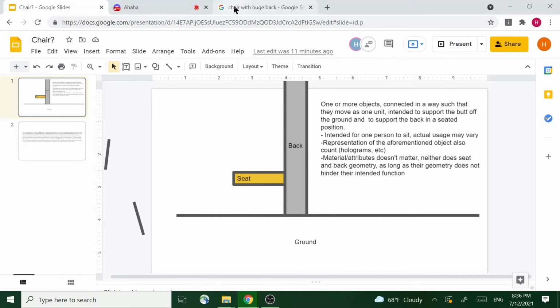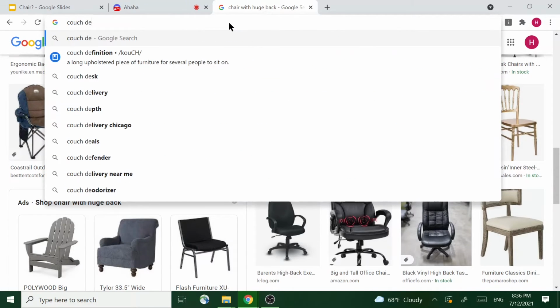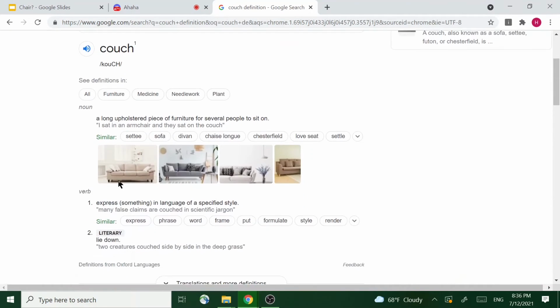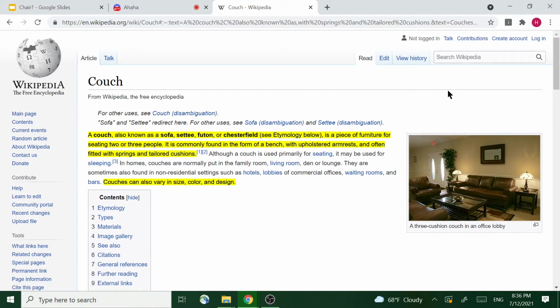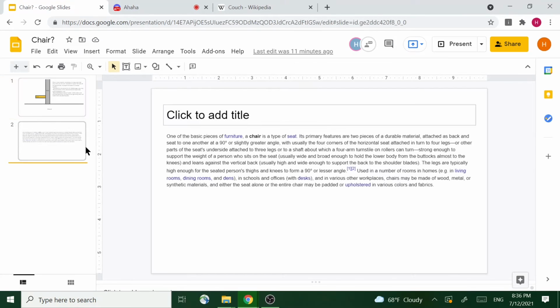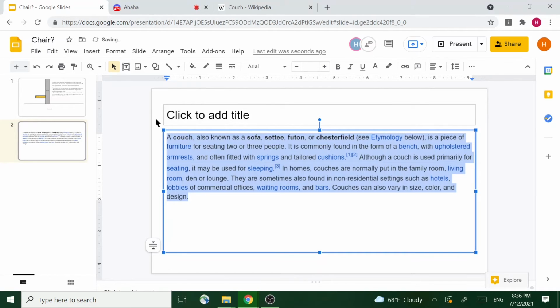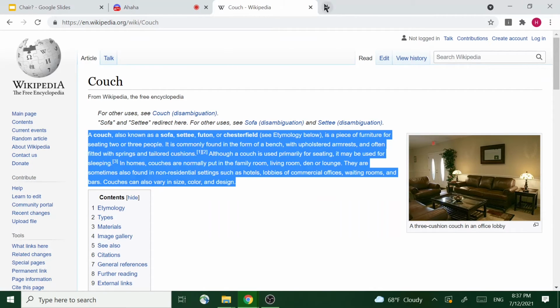Let me search up couch. Single person couches break our definition. Wikipedia is coming in with some interesting definitions here. Let me paste it in, because I'm going to replace it with the definition of a couch. A couch is a piece of furniture for sitting 2 or 3 people. Wikipedia says a couch only works with 2 or 3 people. Well, that's totally not true, because there are single person couches.